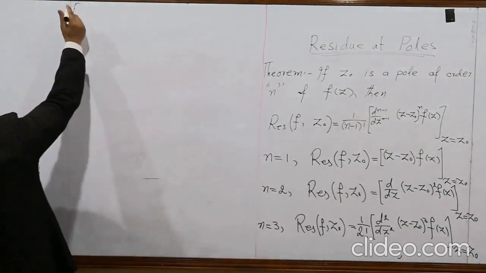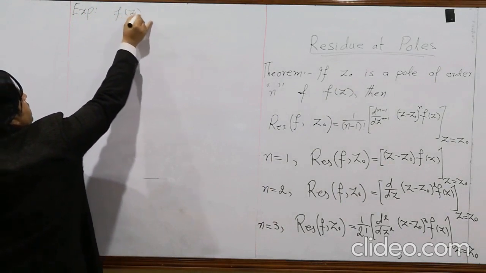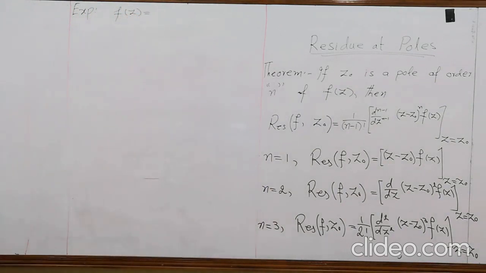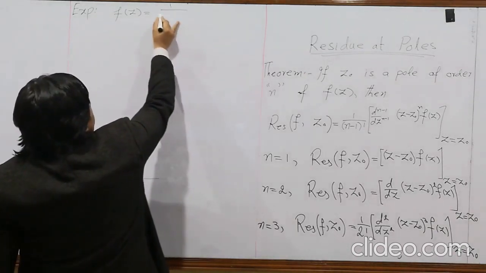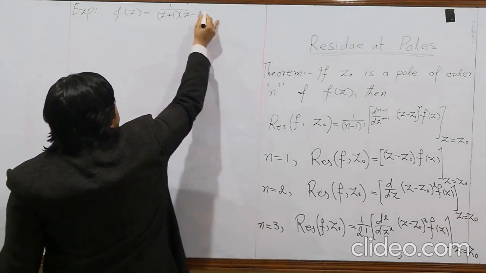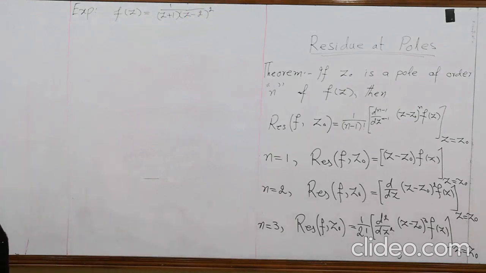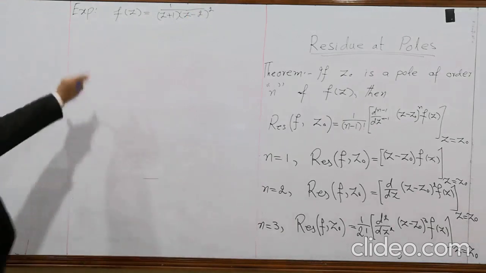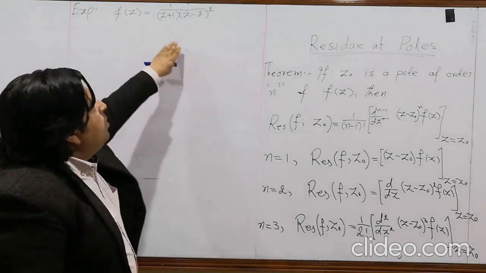So let us find an example. The example is that f of z is equal to 1 over z plus 1 into z minus 2 whole square. This is some given function. And the question is, we have to find all the residues of this function at the given poles.